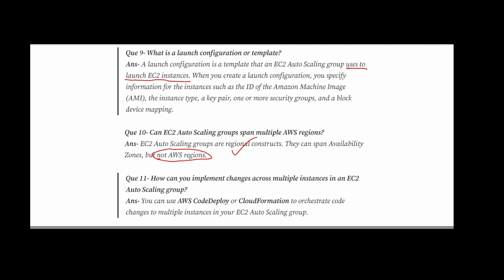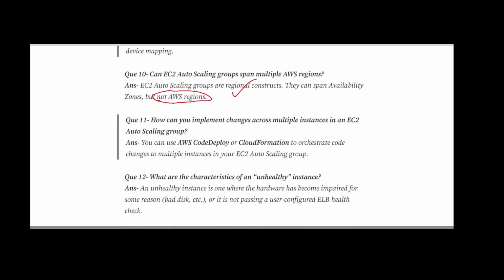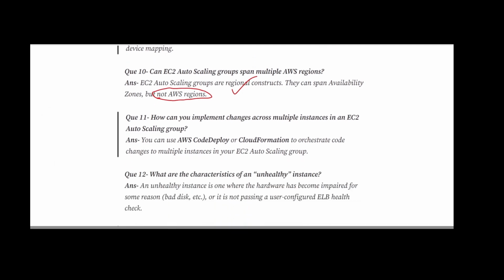Coming to question number 12. What are the characteristics of an unhealthy instance? An unhealthy instance is one where the hardware has become impaired for some reason, be it a bad disk or something else, or it is not passing a user-configured ELB health check. Amazon EC2 Auto Scaling performs health checks on each individual EC2 instance at regular intervals, and if the instance is connected to the ELB, that is your Elastic Load Balancer, it can also perform ELB health checks.